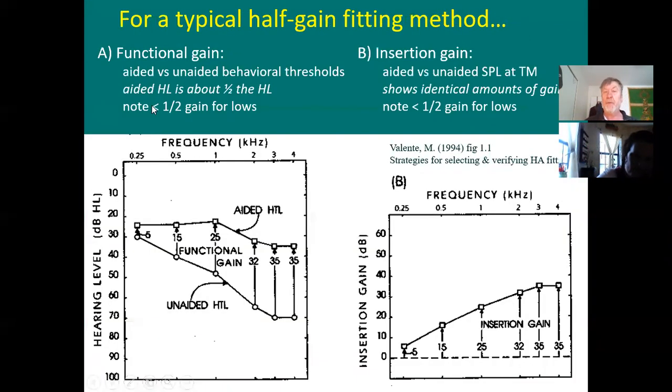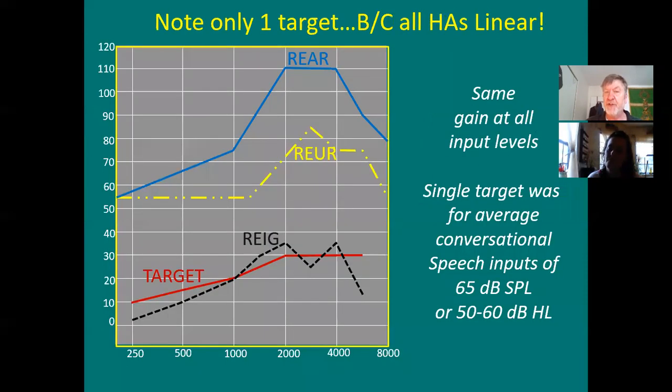Good. So here you go. Functional gain on the left, insertion gain on the right. And look at it, this is a fictitious case. So here's the hearing loss going down. Here's the target aided thresholds for functional gain. You hoped that you'd get these. And these, look, this is the target insertion gain for the same hearing loss for the same fitting method. Okay? The numbers are again identical. It's just the method you use to verify that's different.